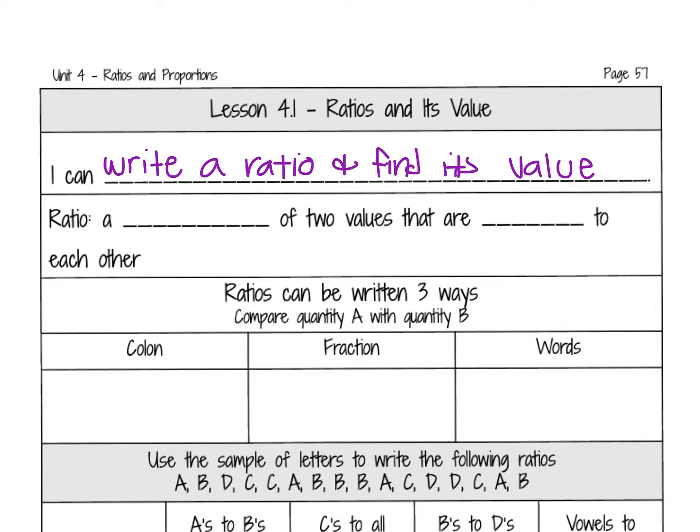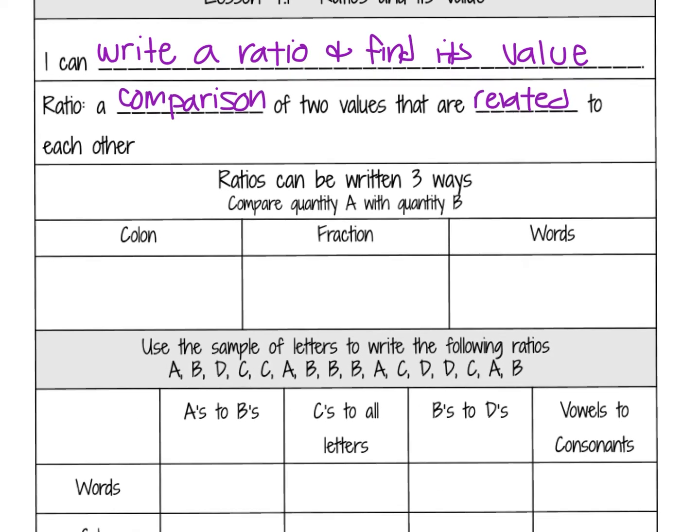So, what is a ratio? A ratio is a comparison of two values, two numbers that are related to each other. So, they're somehow connected. They have something to do with each other. Right, there are three ways that we can write a ratio: with a colon, a fraction, or with words. So right now we're just comparing quantity A with quantity B. So thing A compared to thing B.